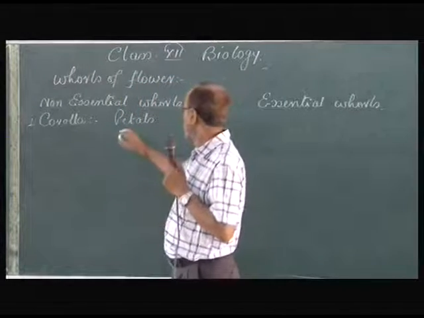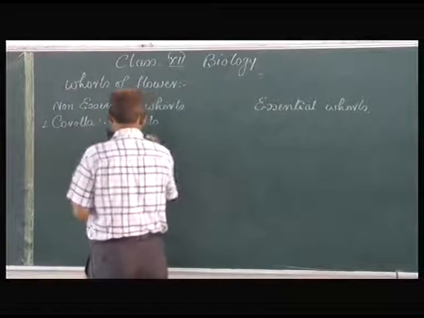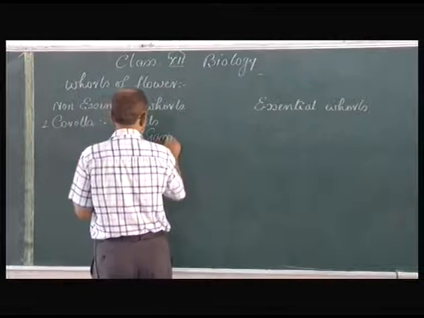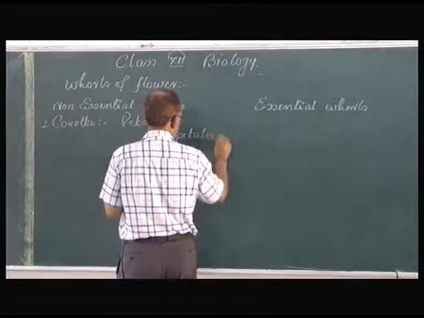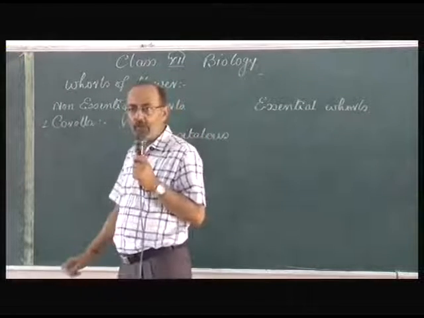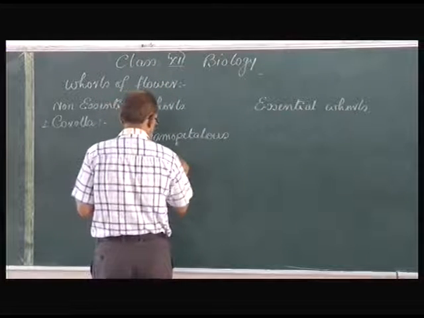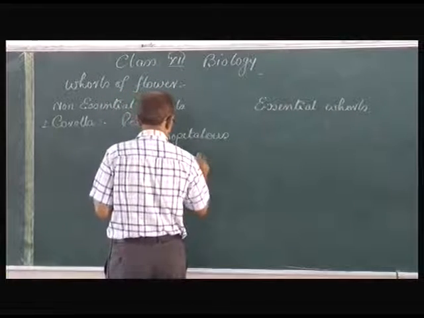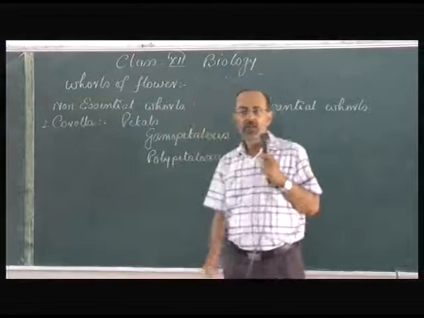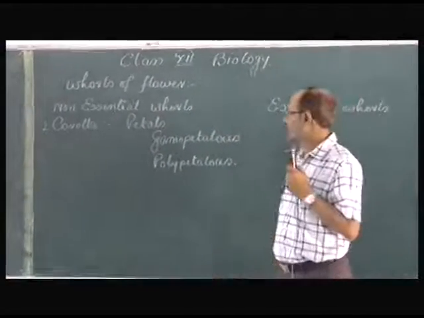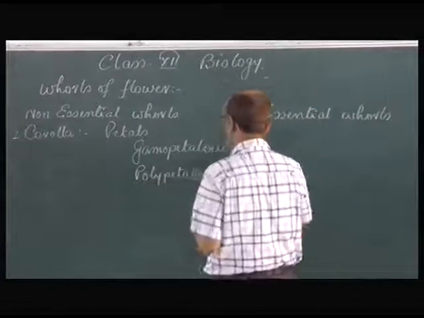So like sepals, if the petals in a flower are united together, the condition will be called gamopetalous condition. And if the petals are free from one another, the condition will be called polypetalous condition. Clear? Now come to the essential whorls of the flower.